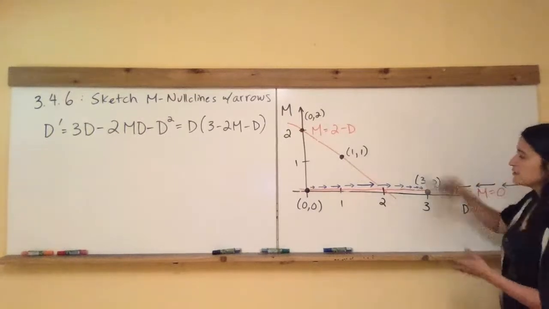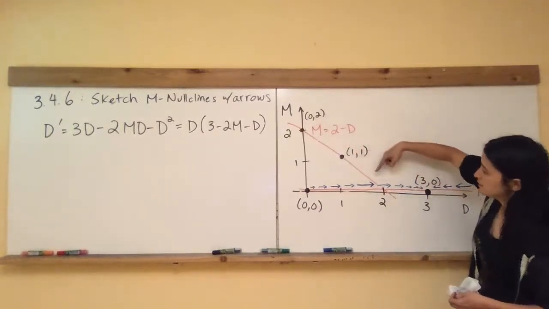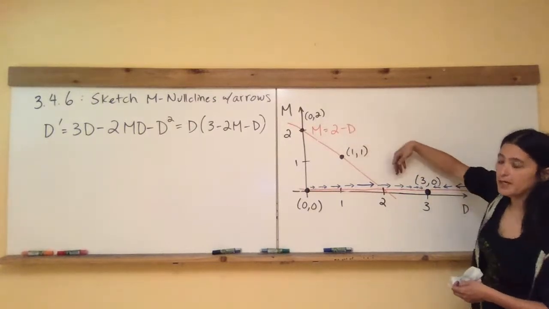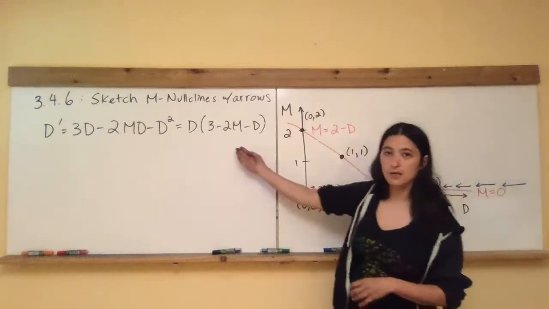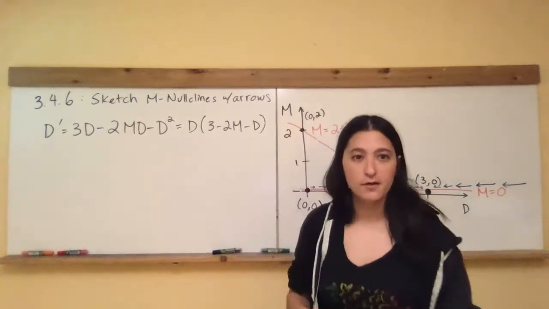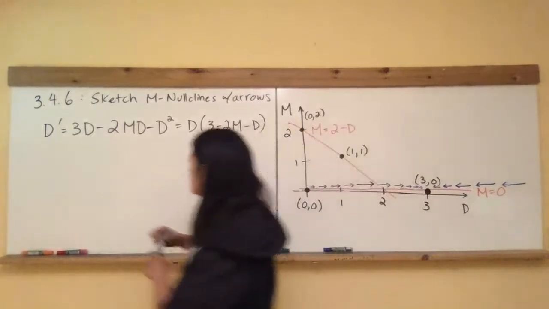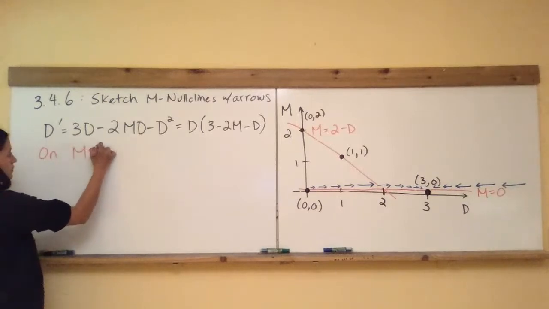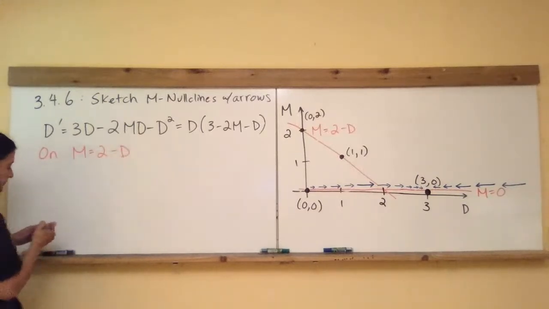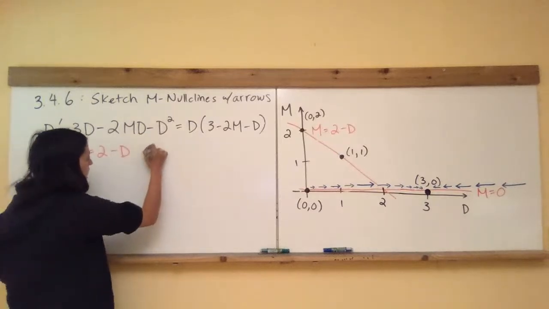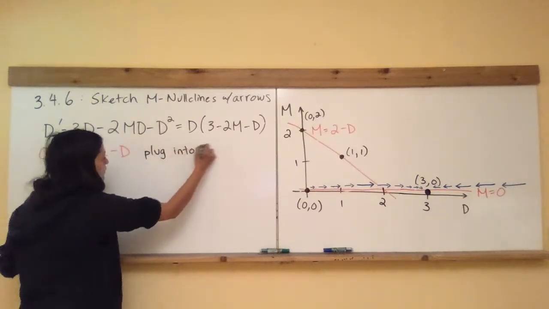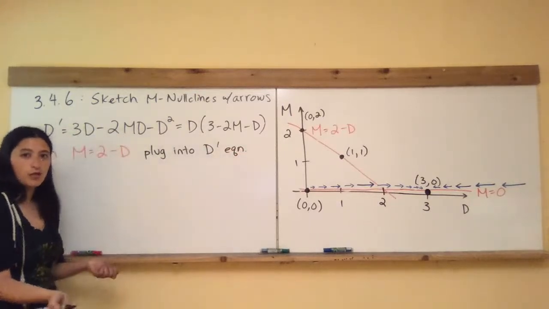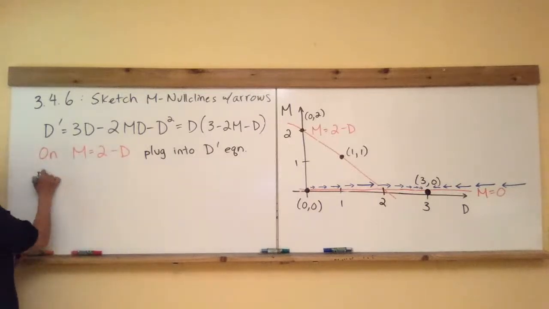Okay, so now we're going to refocus our attention to the other nullcline, m is equal to 2 minus d. Now we're going to try to draw either purely left or purely right pointing arrows, depending on the sign that we get when we analyze d prime on the m nullcline. So now we're going to work on the other m nullcline. This is going to be on m is equal to 2 minus d. And once again, we need to plug into the d prime equation so that we can make a conclusion about whether it's pointing to the left or to the right.